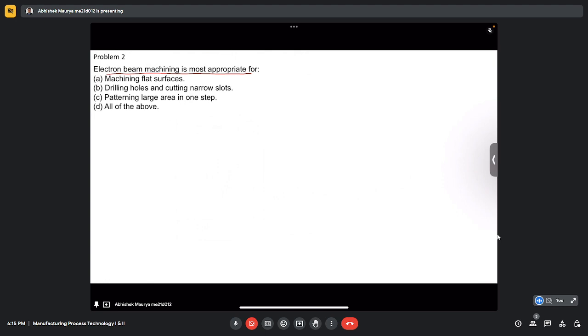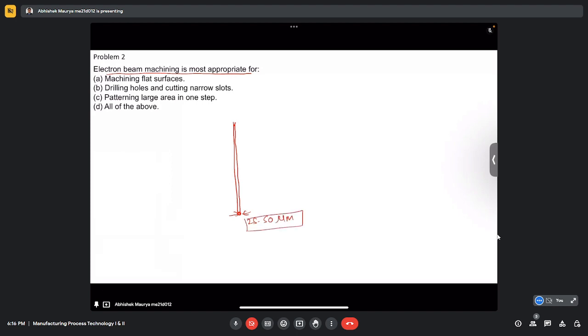So actually, the correct option is B, because I already told that the electron beam which is produced, suppose this is the electron beam, its diameter is very small. So it's near about, let's say, 25 to 50 micron.